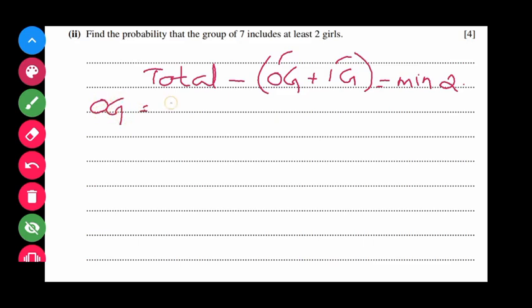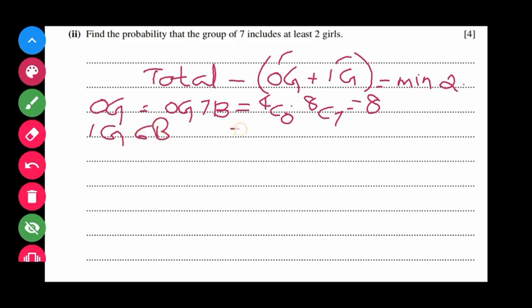So what about 0 girl? 0 girl means 0 girl and 7 boys. That is 4C0 into 8C7, which is equal to 8. What if 1 girl? If it is 1 girl, there will be 6 boys. So that is 4C1 into 8C6. Do the calculation, we get it as 112.